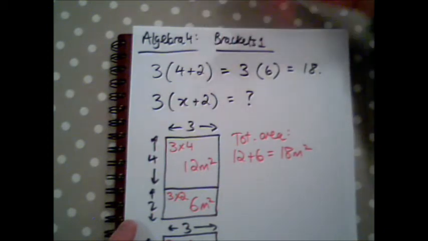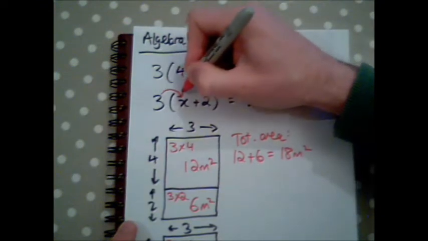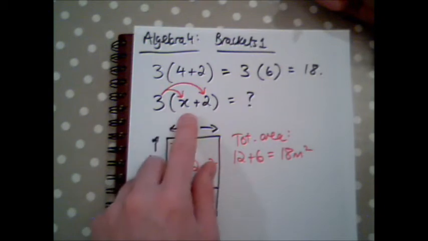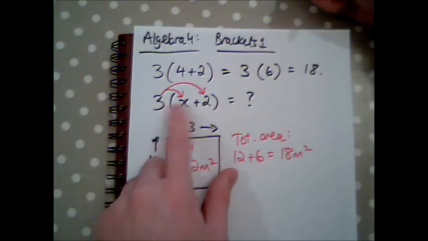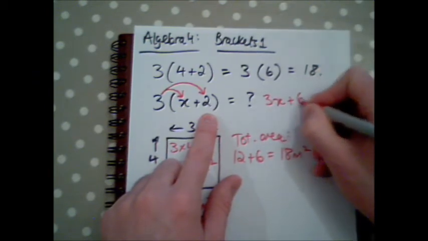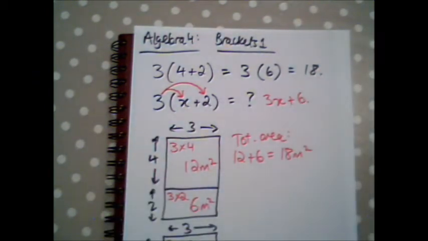Okay, so I'm just going to draw in these. We'll come back to these arrows in a minute. I'm just going to draw in these arrows here. So we multiplied the 3 by the x, we got 3x. We multiplied the 3 by the 2, we got plus 6. So 3x plus 6.